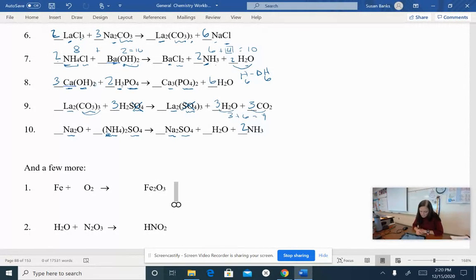Now let's check our hydrogens. 2 times 4 gives me 8 hydrogens. So 2 times 3 gives me 6, plus 2 more gives me 8. So I've got 8 hydrogens right there. Now if we've done everything correctly, we should have our oxygens balanced. Once again, I'm not going to pay attention to the oxygens in the sulfate group because we've already done the sulfates. So I just need to worry about the other oxygens. I've got 1 oxygen here and I've got 1 oxygen here.